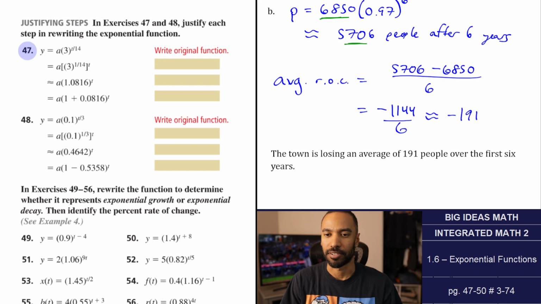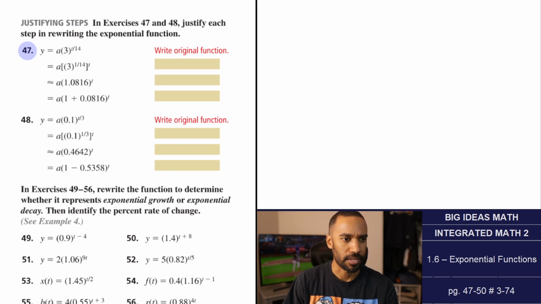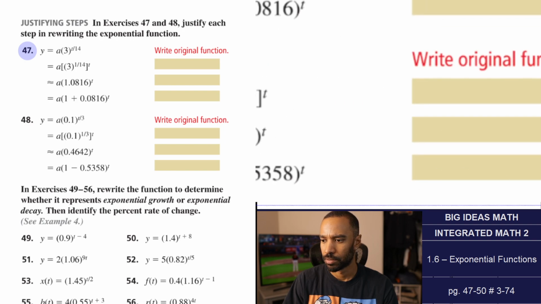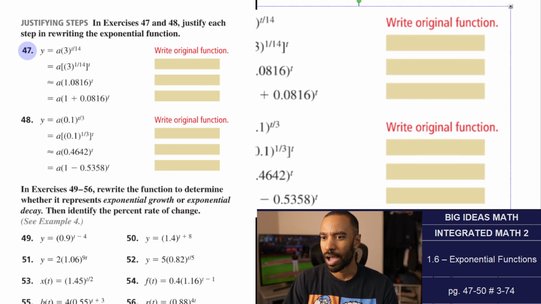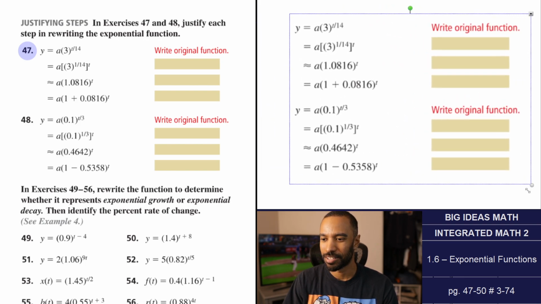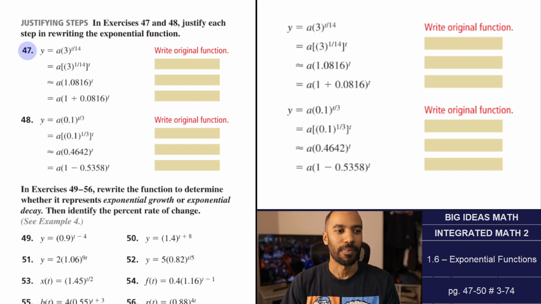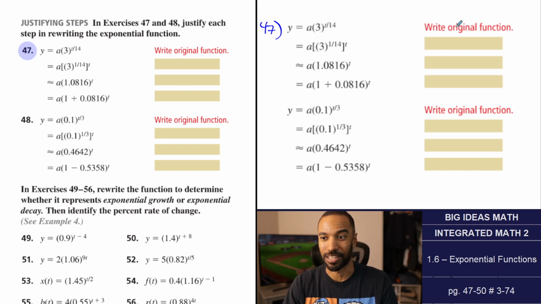All right, number 47 and 48. Justify each step in rewriting the exponential function. Okay, so they rewrote. Let me copy and paste this. I'm going to do both of them. Oh, I have to say property names. I don't know if I know them. All right, 47. I'll describe what's happening, though. How about that? 47. So here's the original. Oh, yeah, they told us to write the original function.